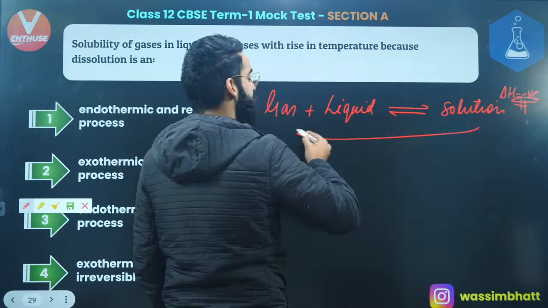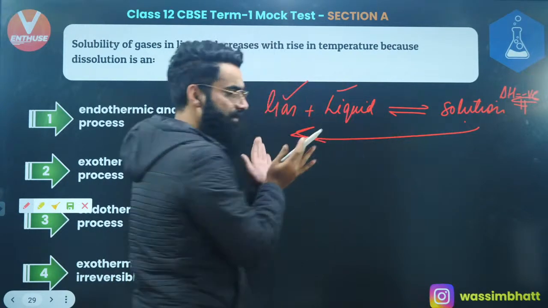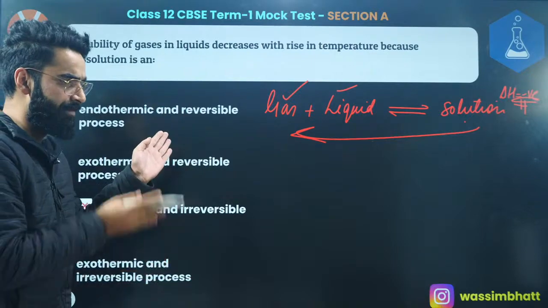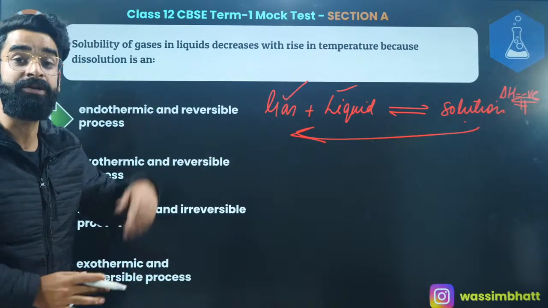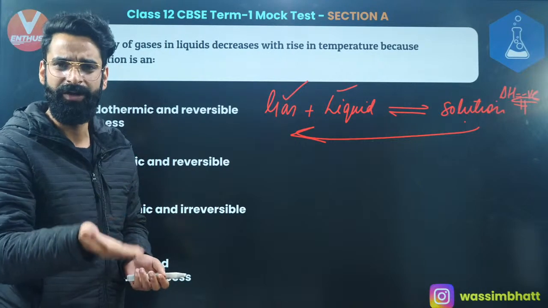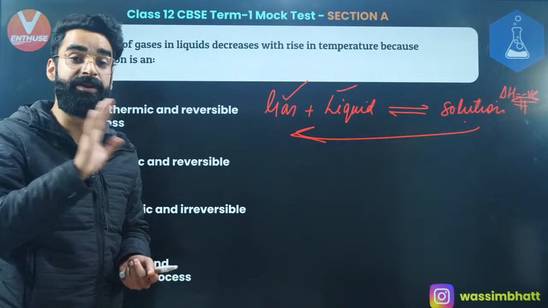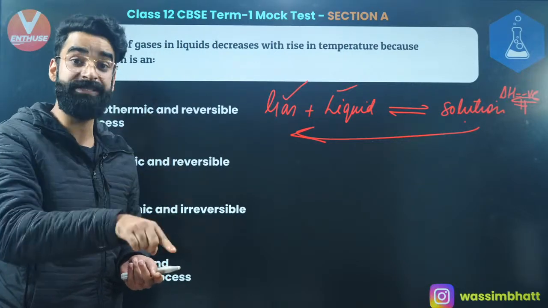This reaction moves in the backward direction, right? From the solution, gas and liquid get drifted apart. From the solution, gas gets separated, liquid gets separated. On increasing the temperature, that's why whenever you have a cold drink and you heat it up, bubbles come out, carbon dioxide gas comes out of it, right? That means the solubility of the gas is decreasing. It was the exothermic process.